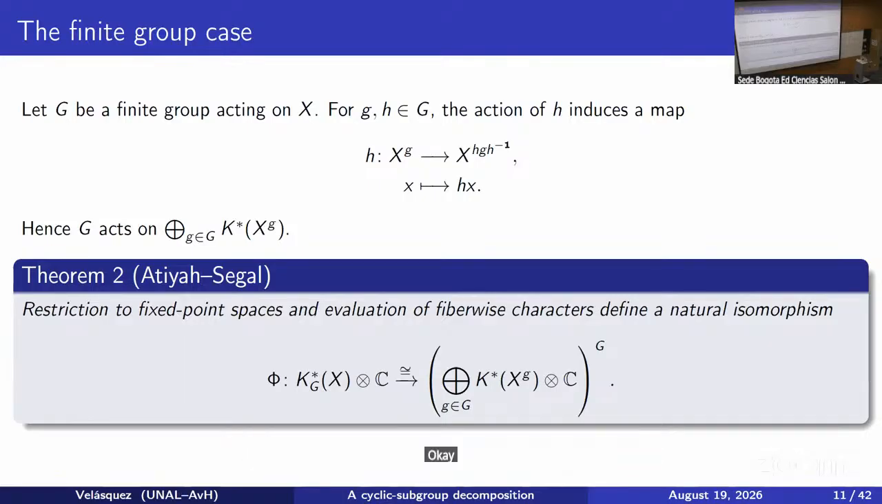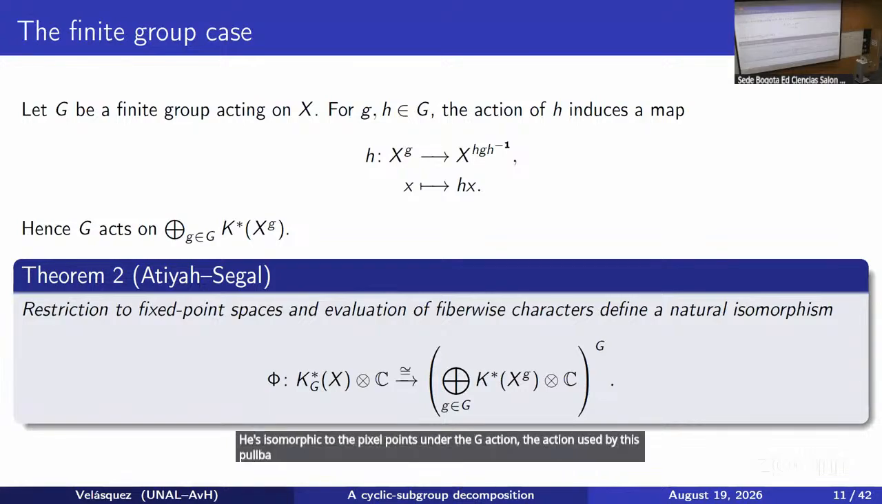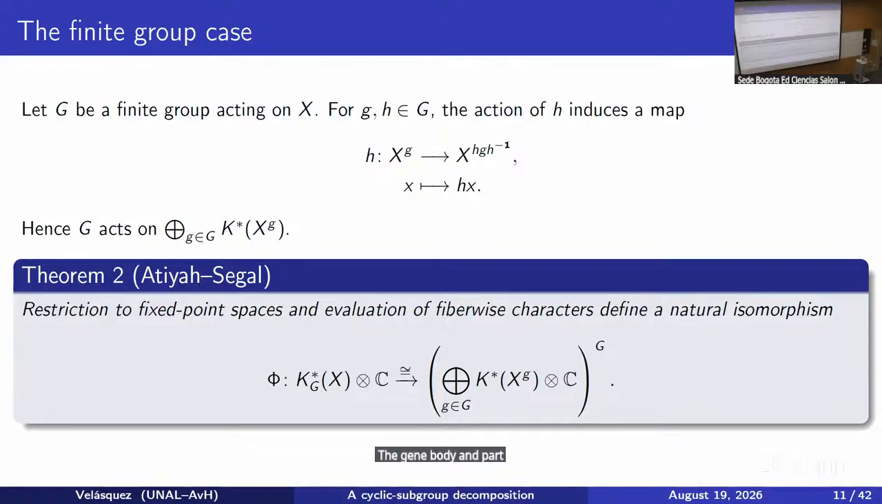And there is a theorem of Atiyah and Segal, 1989, I don't remember exactly at this moment, but the theorem says that if we want to compute the equivariant K-theory of the space with complex coefficients, it is isomorphic to the fixed points under the G action, the action induced by these pullback maps, the G invariant part of this diagram. Okay.